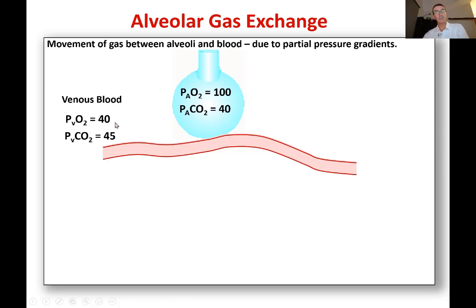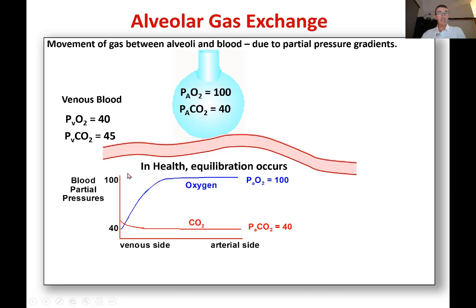So now you have blood flowing past the alveoli with a partial pressure of oxygen of 40, partial pressure of carbon dioxide of 45, and it's exposed to the alveolar air where you have a higher partial pressure of oxygen and a lower partial pressure of carbon dioxide. So this figure here illustrates what happens to the partial pressure of gases in the blood as it flows past the alveoli. So it's starting on the venous side here and ending on the arterial side here.